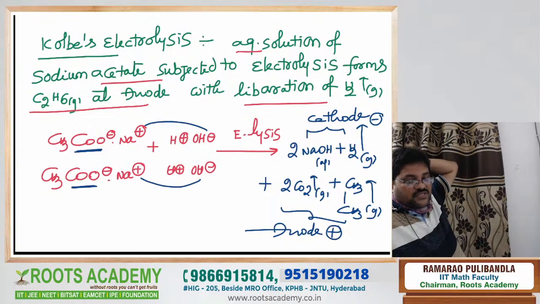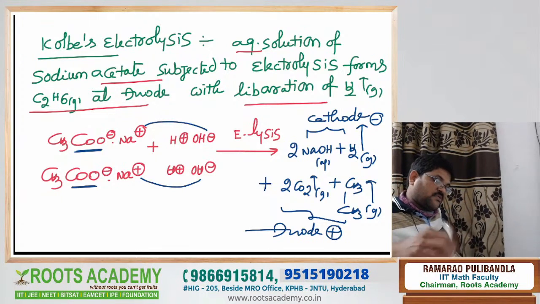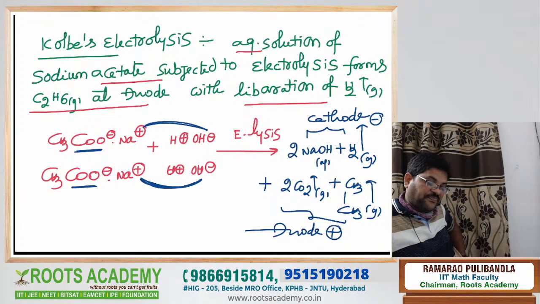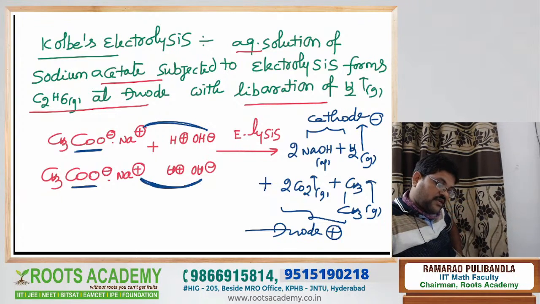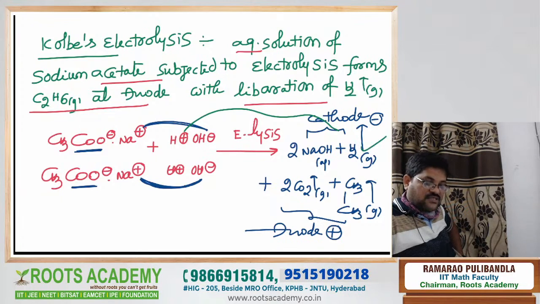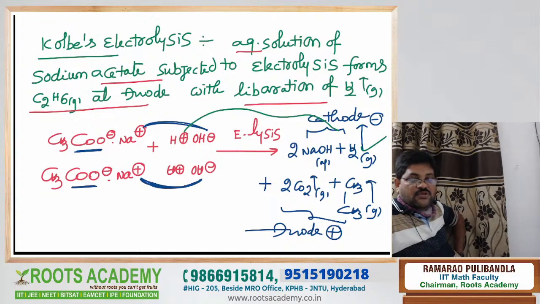Sodium salt, because it is a salt, we write as ions. Sodium is a metal, Na plus, and the acetate ion. Hydrolysis means what? H plus OH minus. Na plus combines with OH minus, forms aqueous solution of NaOH. H plus ions move towards the cathode side, undergo reduction, liberation of H2 gas. Liberation of what gas? H2 gas. Simple explanation.